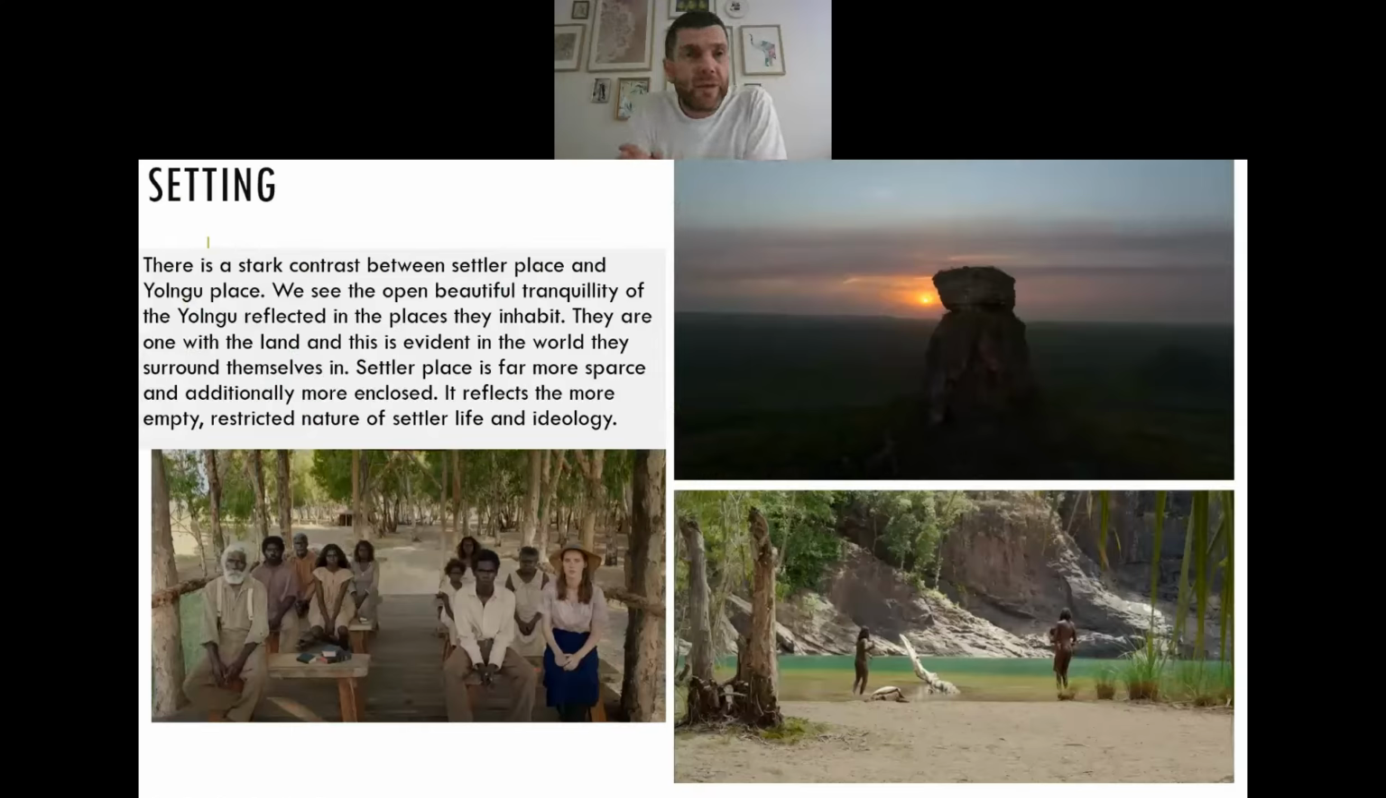Let's move on to setting. So there's a stark contrast between settler place and Yolngu place, and we can really draw a separation between the places that are defined as settlers and the places that are defined as Yolngu. Often we see open, beautiful, tranquil. The tranquility of the Yolngu people is reflected in the places they inhabit, whether it's the waterhole or the beautiful cave or any of the landscapes that are connected to the Yolngu. Often there we do see that openness and we do see that beauty and that tranquility. Yes, they're wild. Yes, they are untamed, but there's a beauty about them.